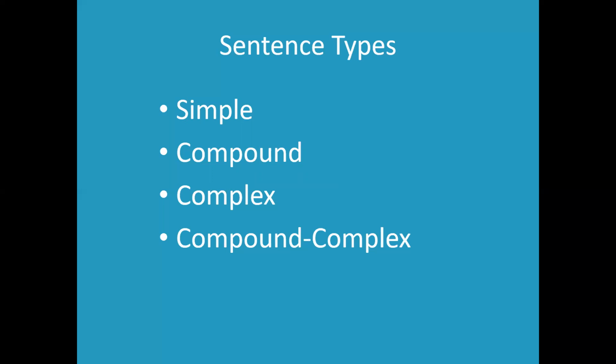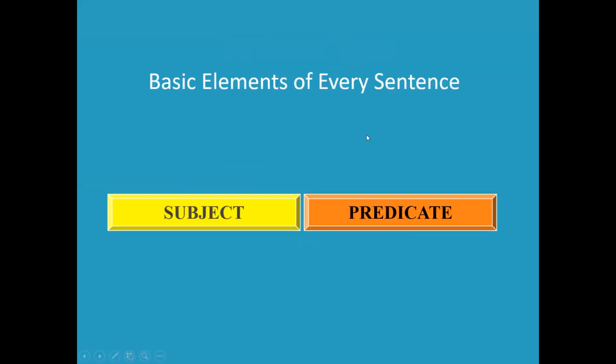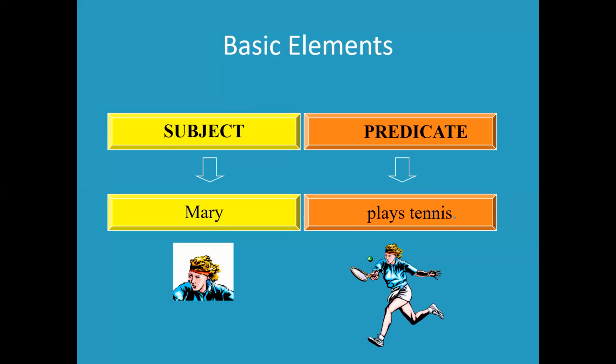Before we discuss the types of sentences, we should know some very basic things about the sentence. I mean to say the basic elements of every individual sentence. As we know, in the sentence, we have two most important elements: subject and predicate. And most of the students are able to identify the subject and predicate in the sentence.